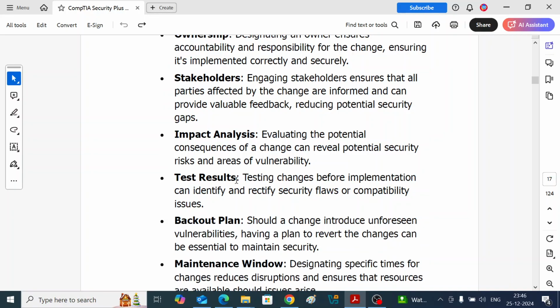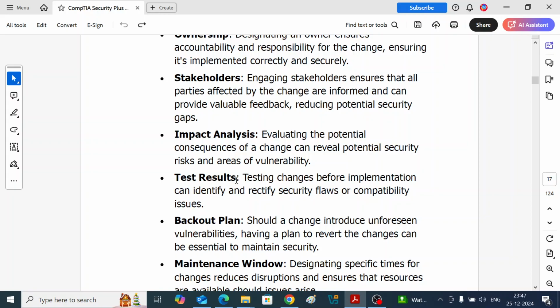Impact analysis, analyzing the impact. Obviously every change has an impact, whether positive or not so positive, that is to be discussed, but it has an impact. That's a key point. Evaluating the potential consequences of a change can reveal potential security risks and areas of vulnerability. As I said, you replace one application with another. Initially you may think it's great, but later on you come to know that it's vulnerable. It has produced a surface area for threat actors and attackers.